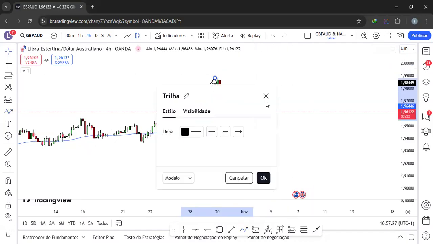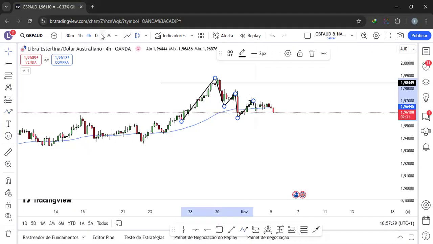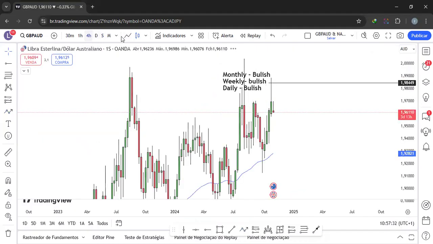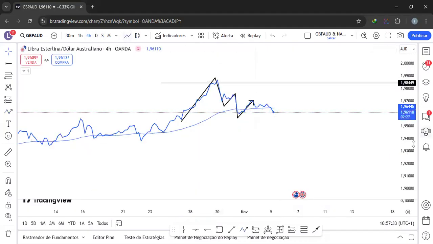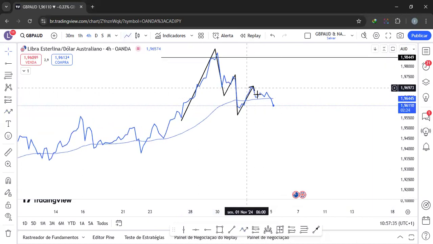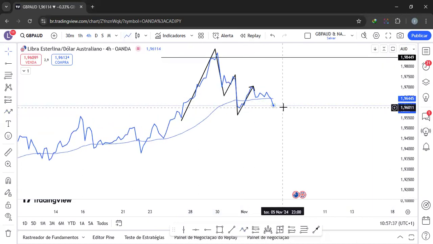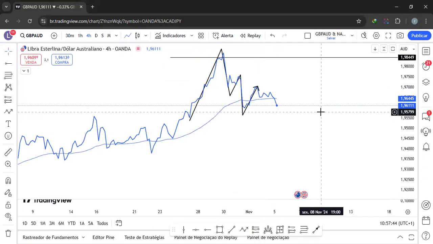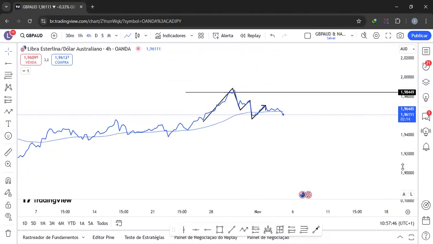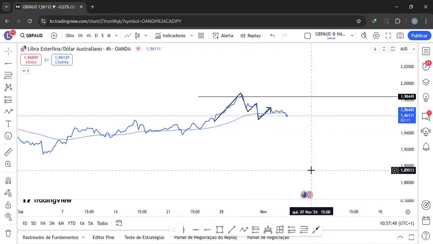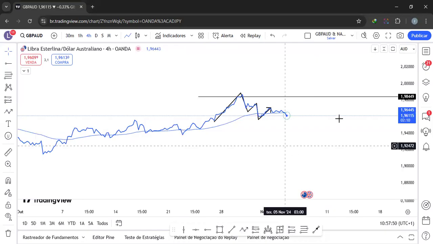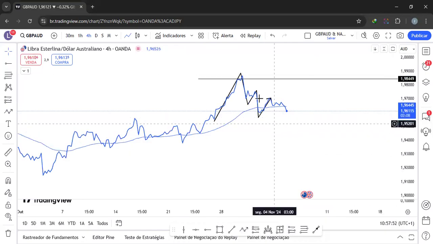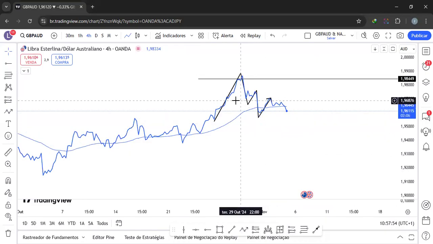So on the 4 hour time frame, if we change this to a line chart, we can see clearly that it seems like it's bearish. The market is making new lower lows and lower highs. But if we look at higher time frames, we can see that there is a strong bullish sentiment in this market.